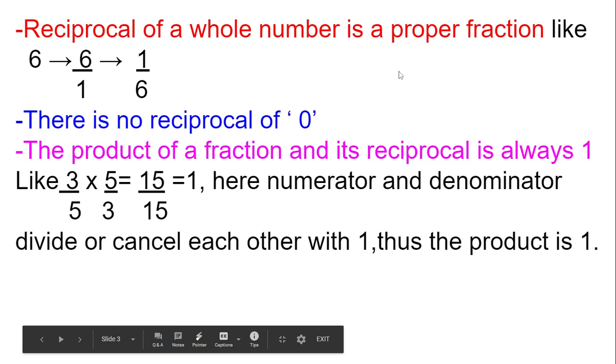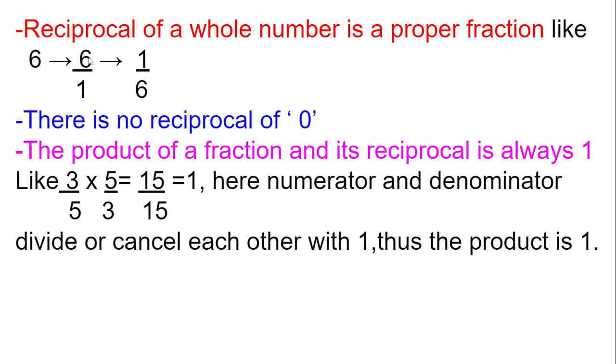The reciprocal of a whole number is a proper fraction, like 6 becomes a fraction 6 upon 1. This becomes a reciprocal 1 upon 6. There is no reciprocal of 0.